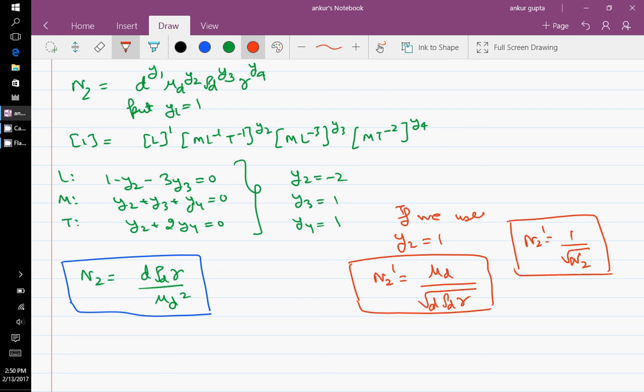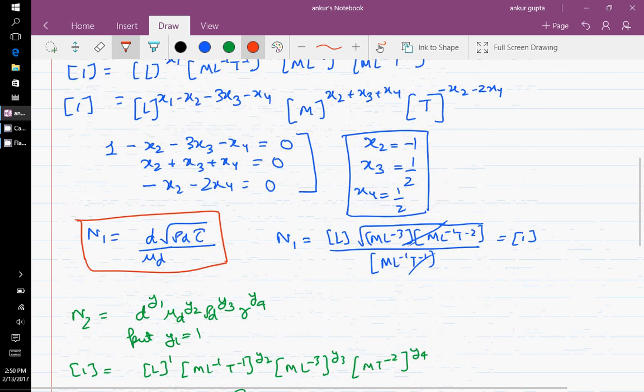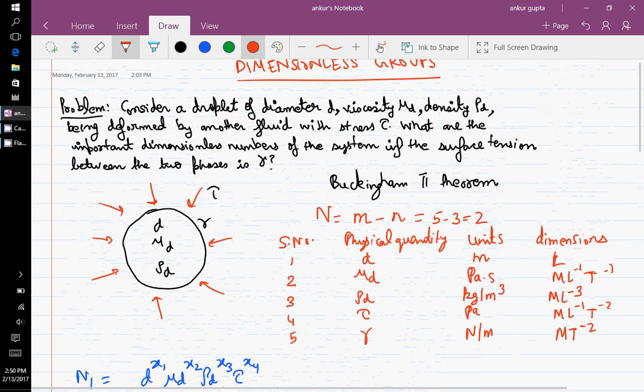So if I do this, then actually I will get n2. So we can only use one, either n2 or n2 prime. We can choose whichever we want. But basically I wanted to clarify here that the dimensionless numbers have to be independent. So I hope this is clear, how we use Rayleigh analysis to find dimensionless numbers.